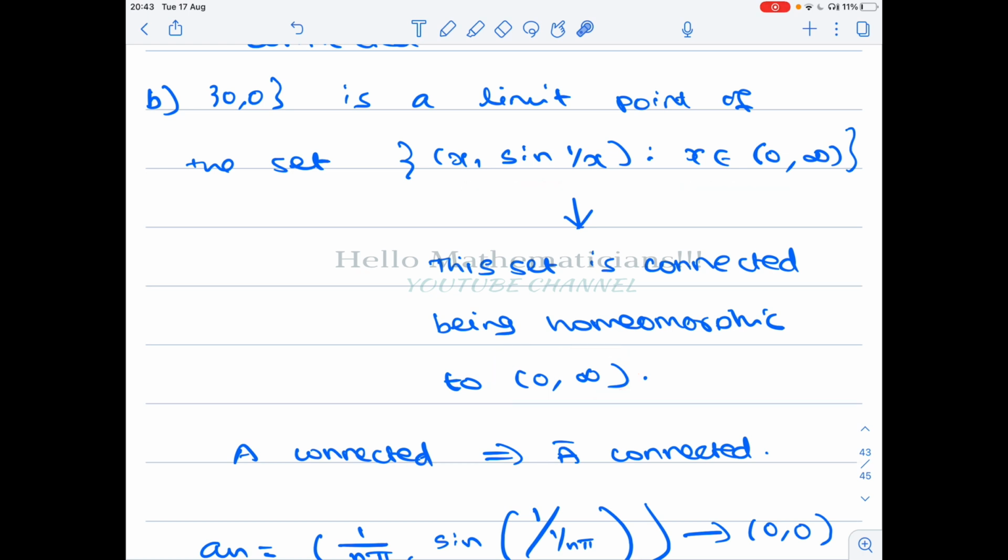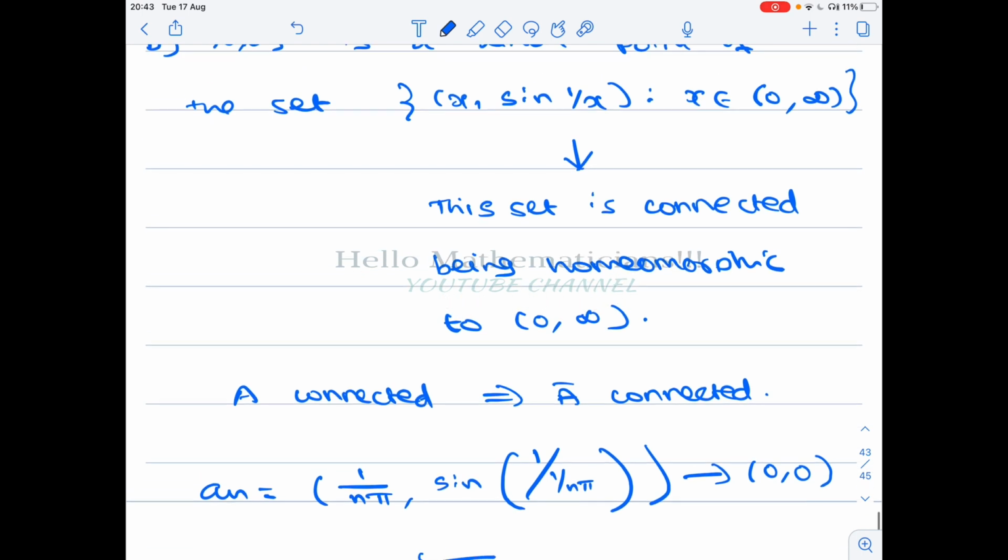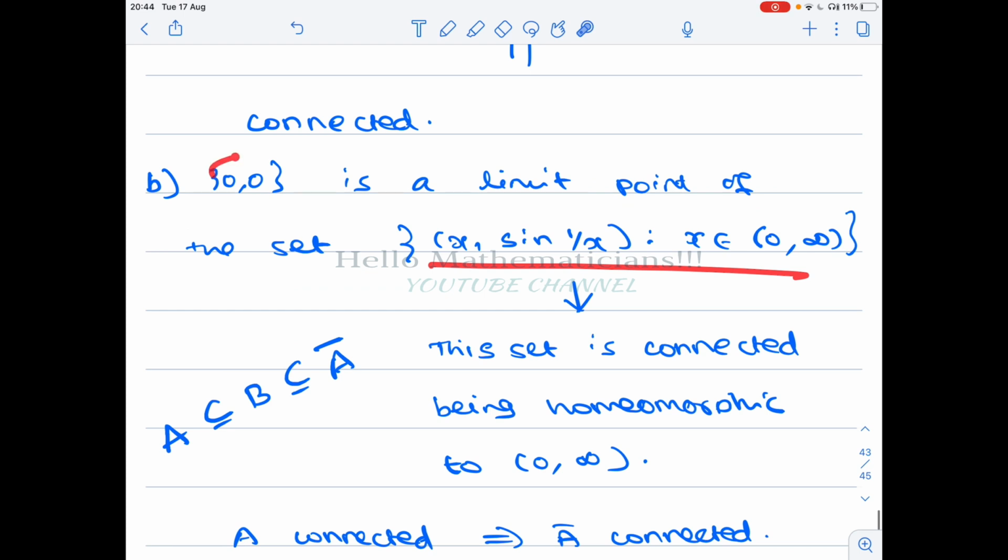Therefore, it is connected. Now, if A is connected, then A bar is connected. Also, anything that lies between A and A bar is also connected. So if you take this set and add only this limit point, it lies between A and A bar. Therefore, this set together with that point is connected.